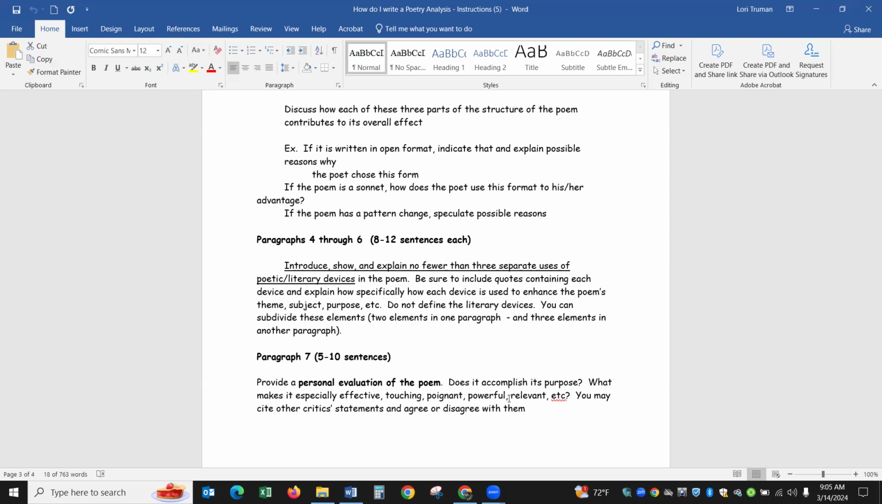Paragraph 7, however, you are allowed to use first person because I'm wanting this to be a personal evaluation. What did the poem make you feel? What did it make you think about? What experiences have you drawn upon that you can relate to in the poem?